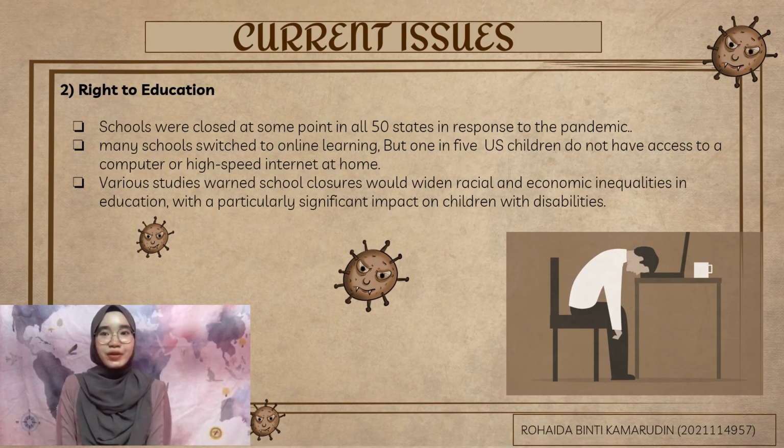Second issue is right to education. This happened in the US. Schools were closed at some point in all 50 states in response to the pandemic. So, many schools switched to online learning. But 1 in 5 US children do not have access to a computer or high-speed internet at home. Because of that, various studies warn school closure would widen racial and economic inequalities in education, with a particularly significant impact on children with disabilities.